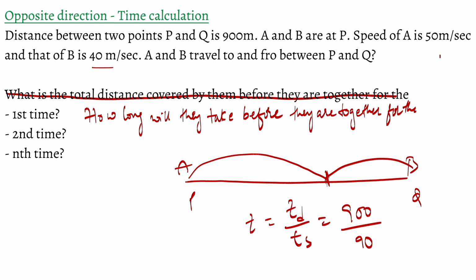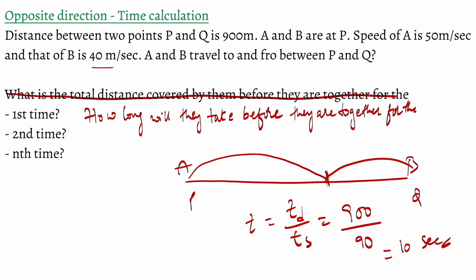This is not relative speed, this is total speed. Don't confuse here, because of course relative speed is also 90 in this case, because the bodies are moving in opposite direction, so we must add them. But here we shouldn't consider relative speed, we must consider total speed. This is total distance in the numerator, total speed in the denominator, and total time taken is 10 seconds, right?